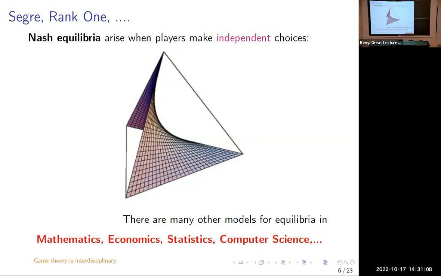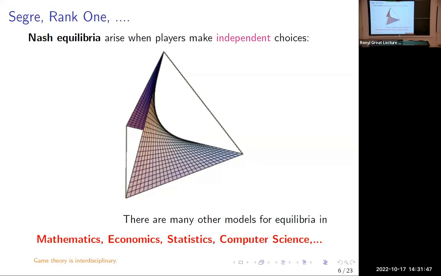Now here's the picture again. This is the picture of the Segre surface, right? This is the picture of 2 by 2 matrices of rank 1. Now these are 2 by 2 positive matrices whose entries sum to 1. That's called a tetrahedron. And then inside this tetrahedron, the matrix has rank 1 if the determinant vanishes, that is to say P11 times P22 equals P12 times P21, and this is the Segre surface, right? So Nash equilibria arise when players make independent choices, and this is the independent surface.